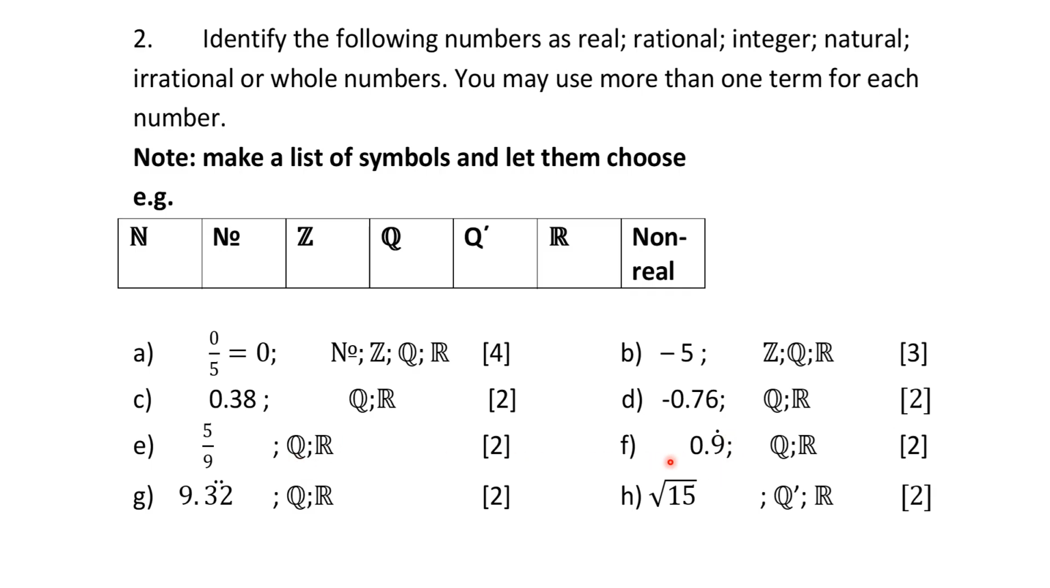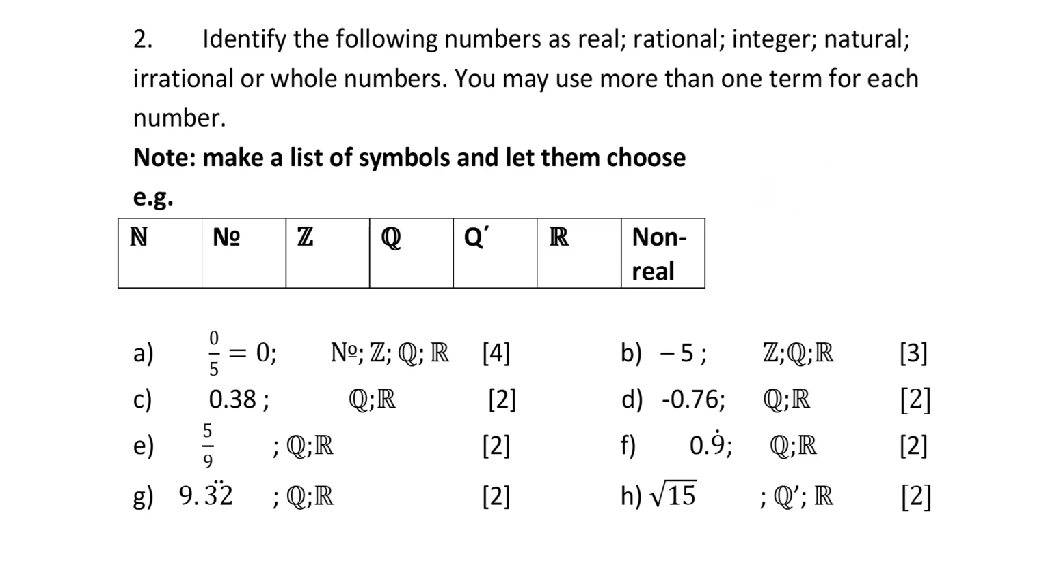0.9 recurring is the same as 0.99999, so that is rational and real. The same goes for this recurring one: rational and real. Square root of 15 there is a non-perfect square, so the square root of 15 would be irrational and real. So that's the second way we can ask you to classify your numbers.